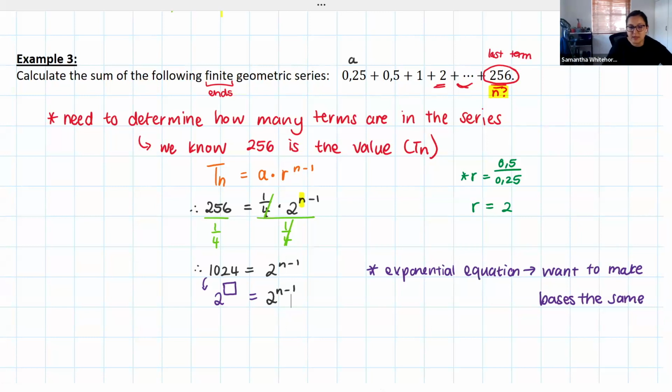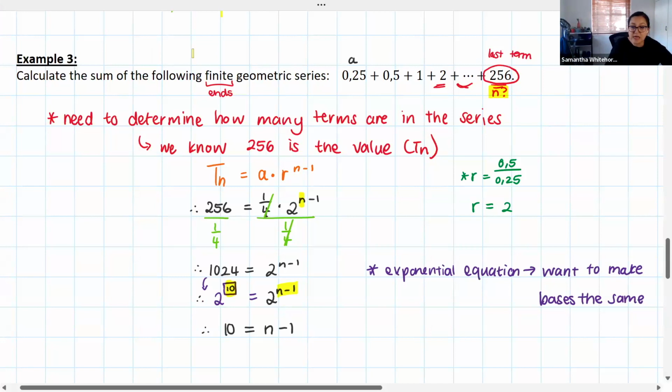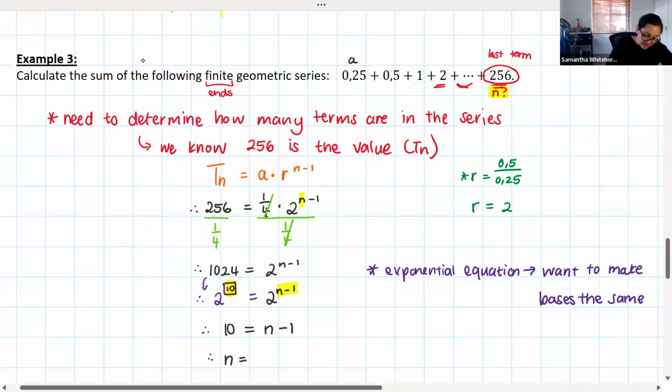Nice, guys. Well done. 2 to the power 10. Excellent. Once my bases are the same, I can equate my exponent. So 10 is equal to n minus 1. And please, please remember, you are only equating the exponents. The bases are already equal. We have sorted that out. We now have to get the exponents equal for the equation to be true. And so what we get is that n is equal to 11.